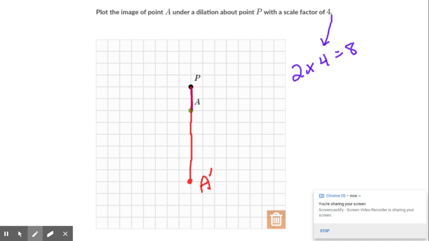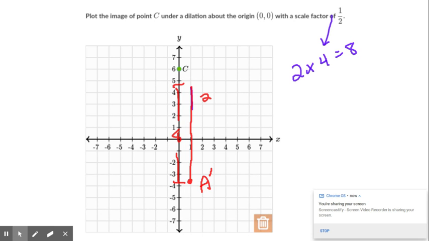So the length of PA is 2, and the length of PA prime is 8. So you have quadrupled the distance from the center of dilation, from the original point, out to the new image point. Let's take a look at the next one.